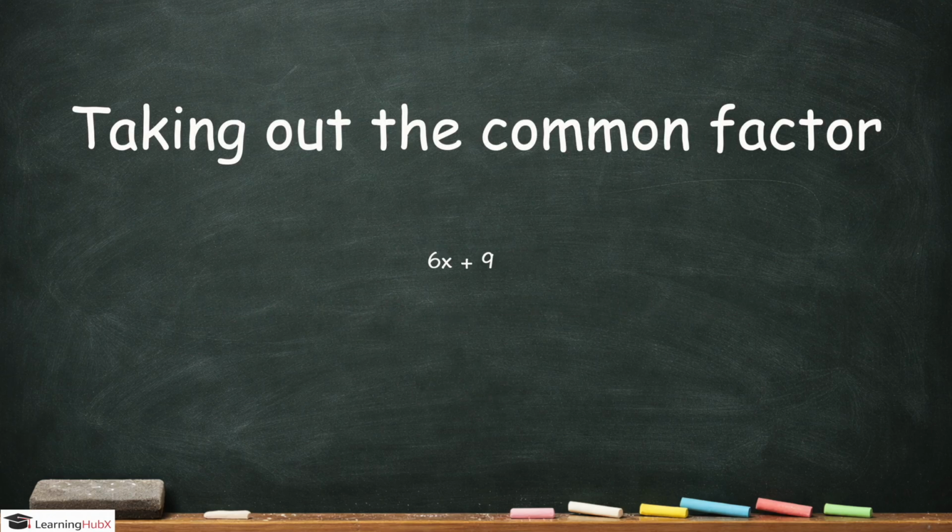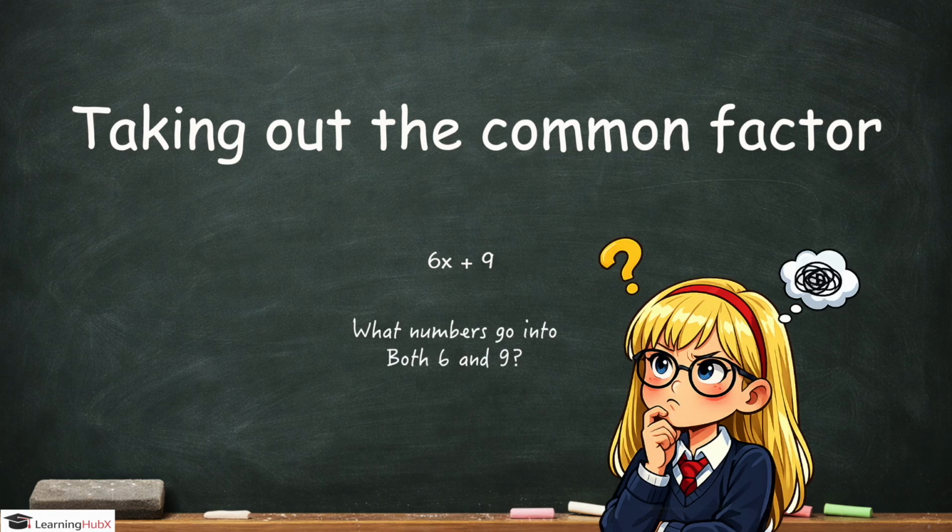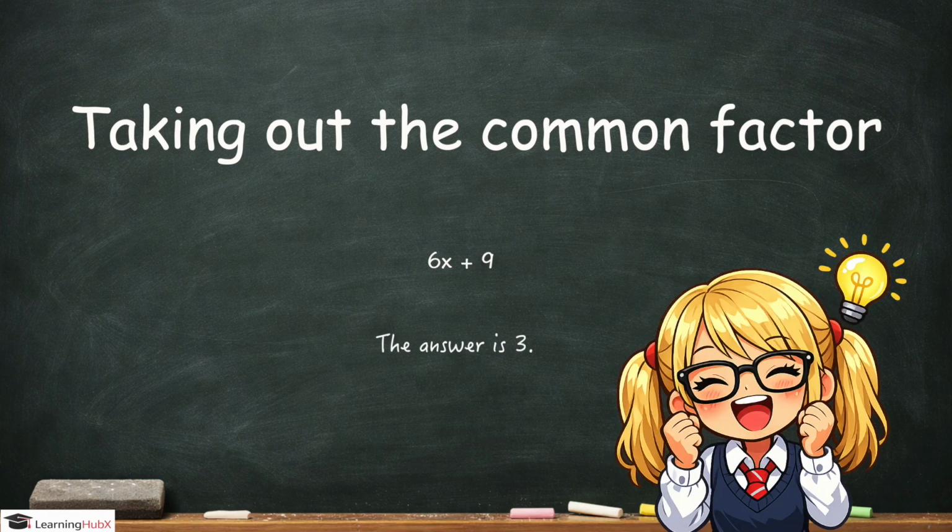6x plus 9. Ask yourself, what number goes into both 6 and 9? The answer is 3. What do both terms have in common? The answer is 3. What can I take out? The answer is 3. So we take it out. This is called factorizing by taking out a common factor.